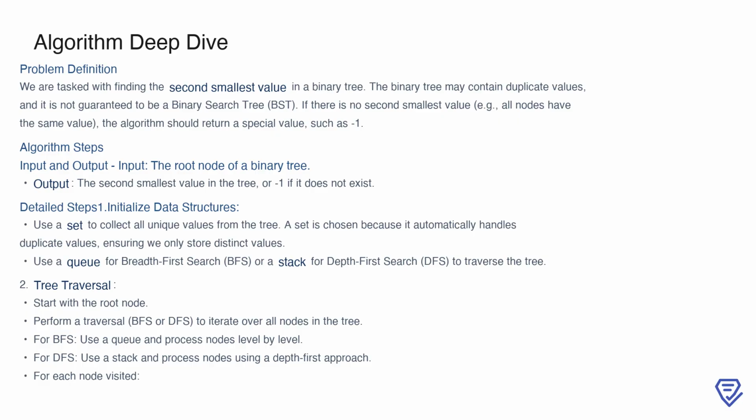The steps of the algorithm involve initializing data structures, such as a set to store unique values and a queue or stack for tree traversal. We use these to perform either a breadth-first search, BFS, or depth-first search, DFS, to traverse every node in the tree. Let's discuss these steps in more detail.